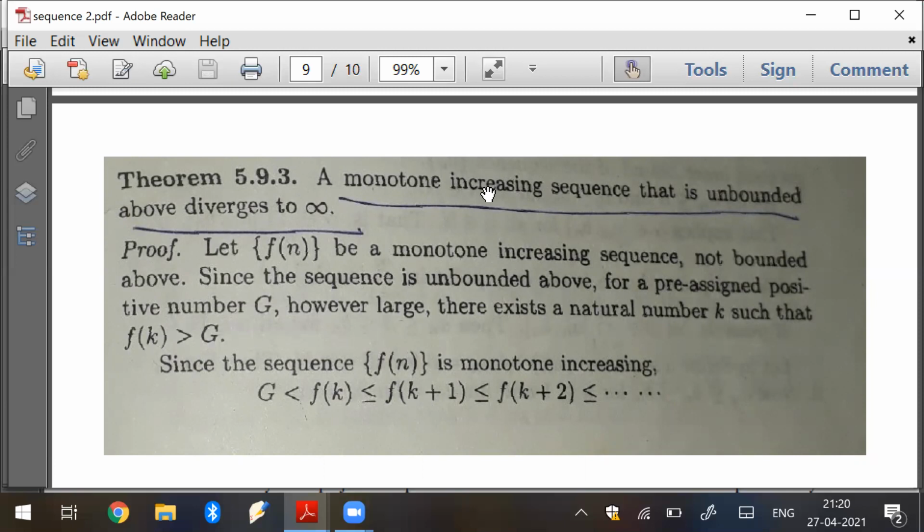Now the keyword: your sequence is increasing. So fk plus 1 is greater than fk. Again fk plus 2 is still greater than fk plus 1, again fk plus 3 is still greater, and this goes on. So as we move along to the right-hand side, you can simply see all of them are greater than G. So definitely you cannot bound it, and definitely it is going to diverge towards plus infinity.